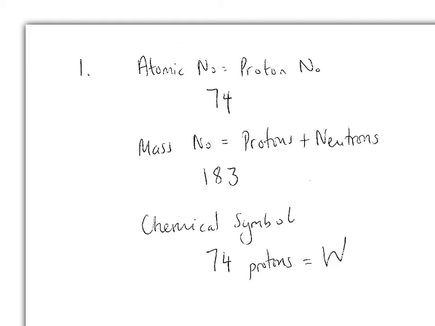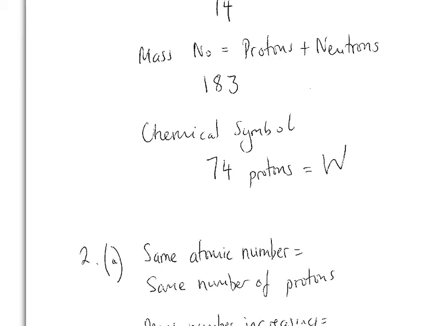So the first question is about an isotope with 74 protons, 109 neutrons. What is it? Its atomic number is the same as its proton number, so 74. Its mass number is the protons plus neutrons, that's 74 plus 109 equals 183. And its chemical symbol can be worked out by how many protons it has. So its proton number is 74, therefore it is W, which is tungsten.